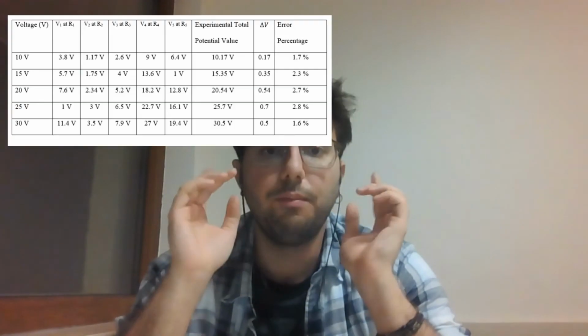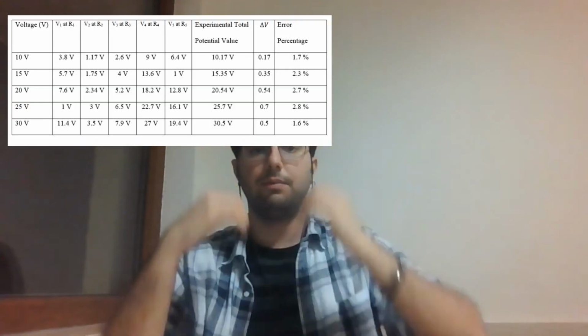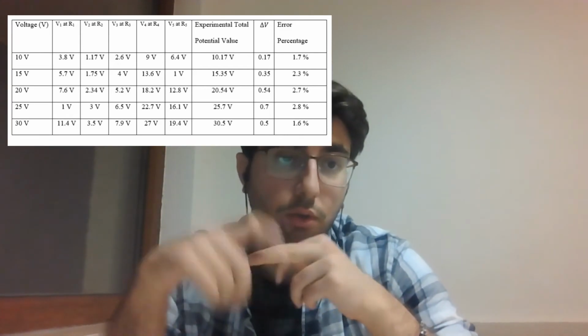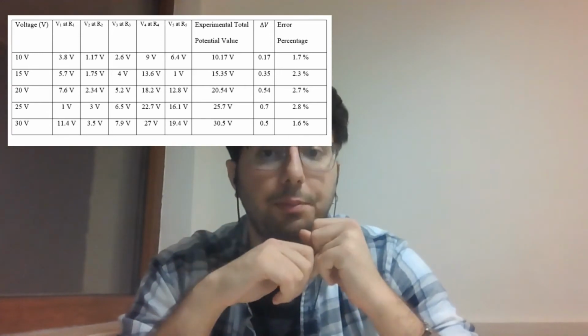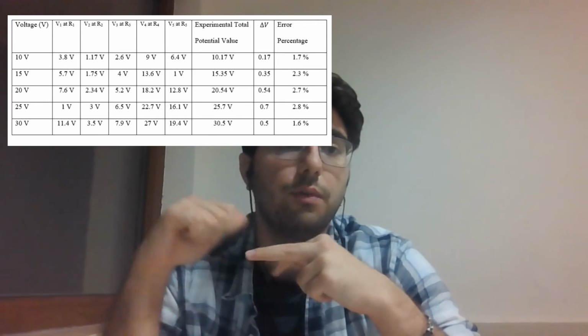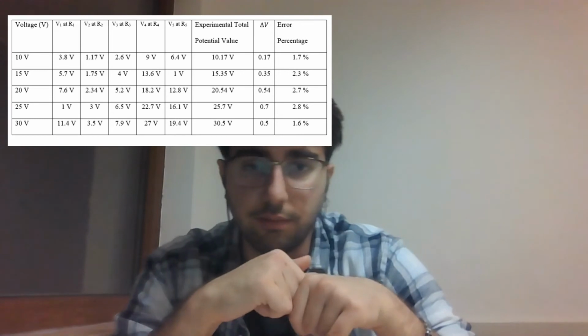Furthermore, in the second part of the experiment, we have measured the potential difference between the ends of each resistor and added relevant potential differences to verify Kirchhoff's voltage law. We have measured the error percentage for each voltage we have done experiment with, and we have found error percentages 1.7%, 2.3%, 2.8%, 1.6% for voltage values 10 volts, 15 volts, 20 volts, 25 volts, and 30 volts respectively.